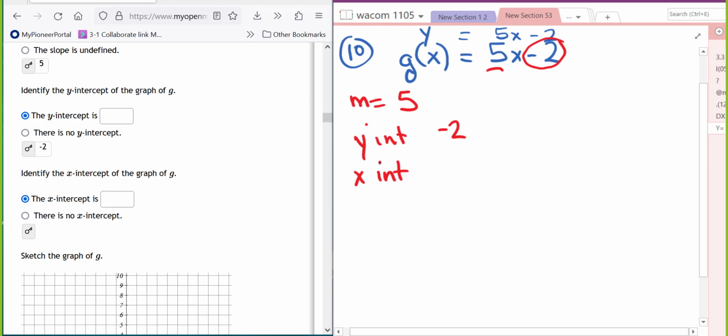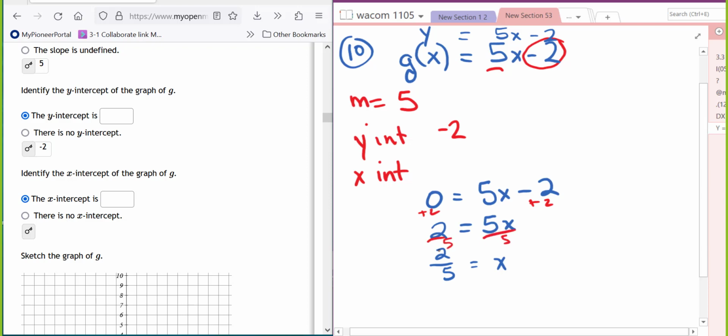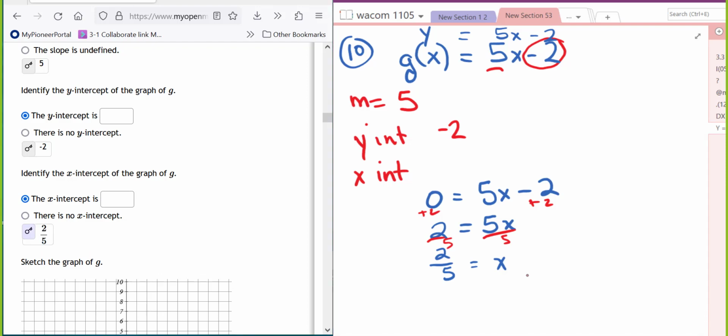you have to set y equal to 0. Well, y is this whole side, and so you have this, and then we're going to have to solve for x. So we're going to add the 2 and divide by 5. And you can write as many steps as you need. So 2/5 equals x. And we're good there.